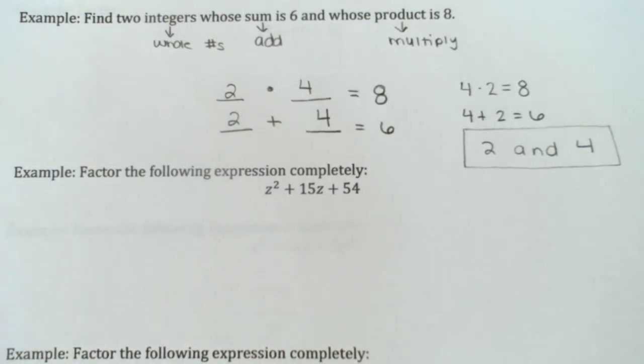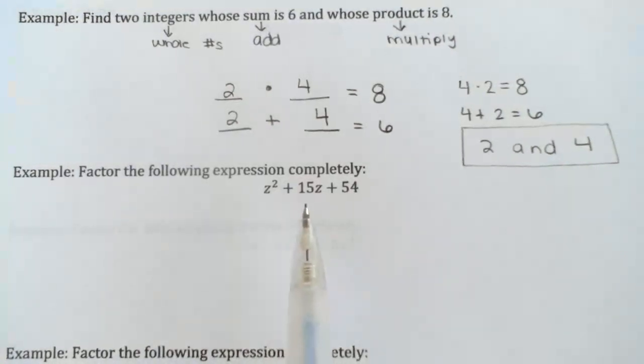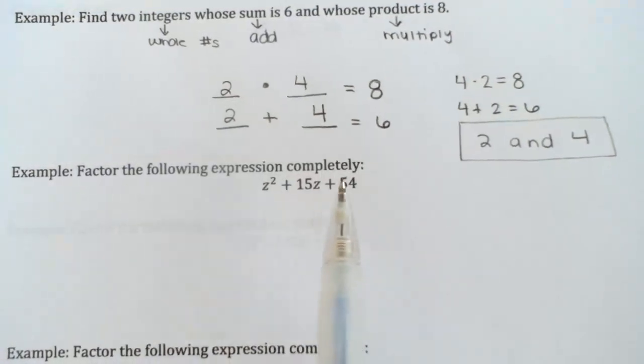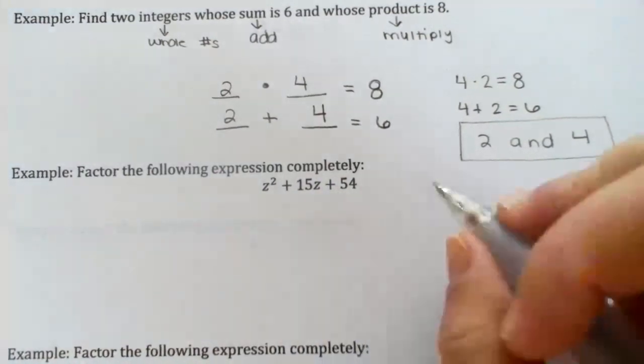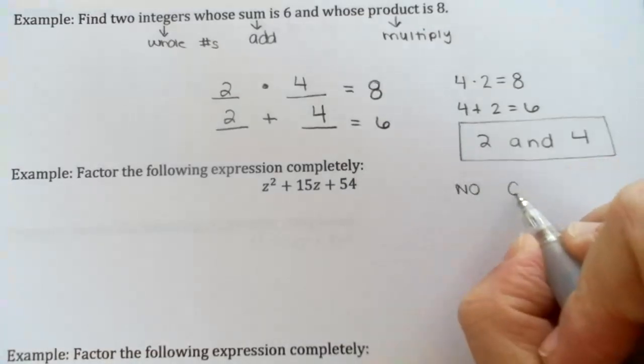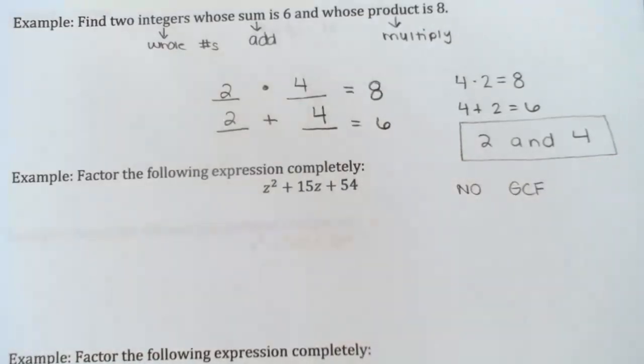Factor the following expression completely: z squared plus 15z plus 54. Our first step in factoring, no matter what, is GCF. But looking at z squared plus 15z plus 54, there's nothing that all three terms have in common. This one doesn't have any z's. This one only has a 1 in front of it, so no number in common. So there's no GCF besides positive 1, which won't really change our problem.